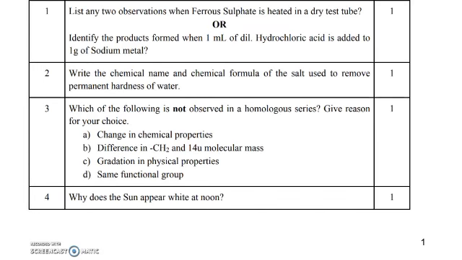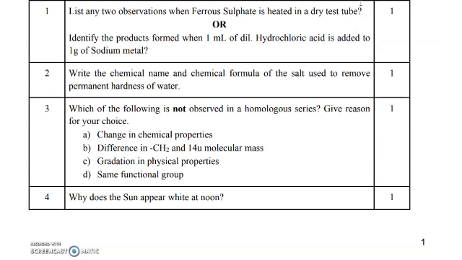Here you can see the first question. We'll move to the questions. The first question from the chemistry part, and I am planning to discuss the chemistry questions here. The question is: list any two observations when ferrous sulfate is heated in a dry test tube. You have to write only two observations. Here they are particularly asking for two observations, so you have to write two observations, and then only you get full marks.